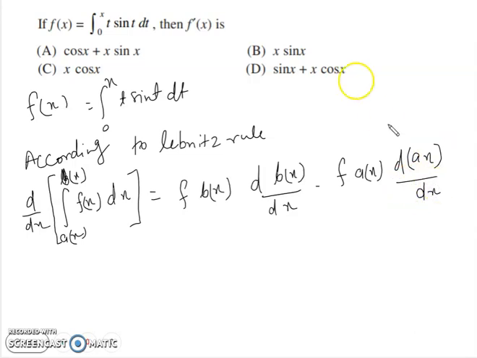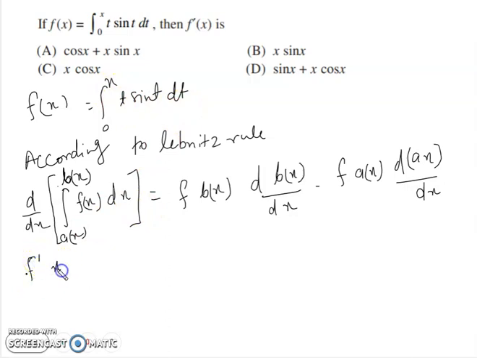Now you can compare the given question with this form. So after comparing, you can say that b is equal to x and a is equal to 0, and f(x) is t sin t. So now I am going to solve this question. What is f(x) equal to? The integral from 0 to x of t sin t dt. So now we are going to find out the differentiation.